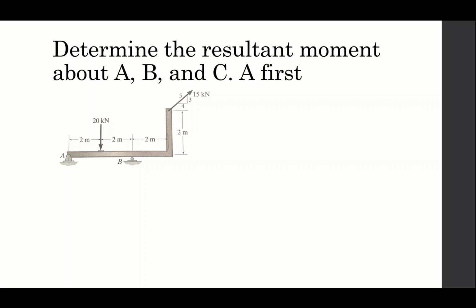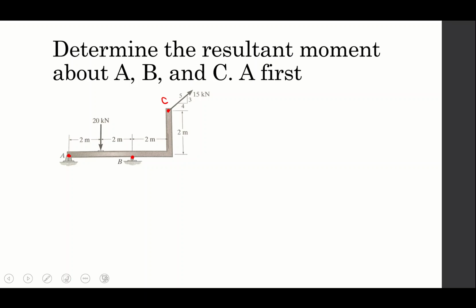I wanted to start off with this problem that says determine the resultant moment about A, B, and C. Here's A over here, a little pin connection. Here's a roller connection that they're calling B, and I'm going to call C up here in the corner. What I want us to see is how torque is affecting this beam at different points.